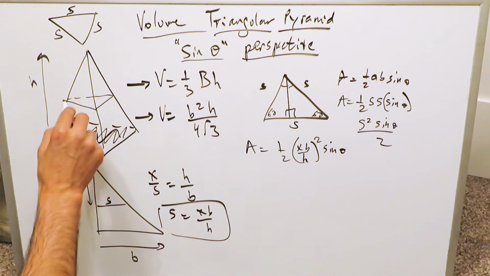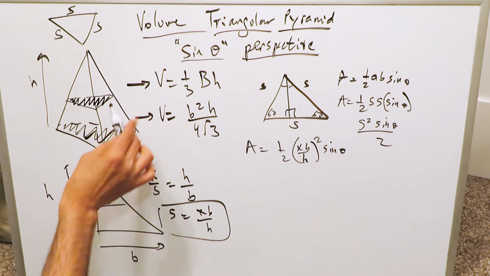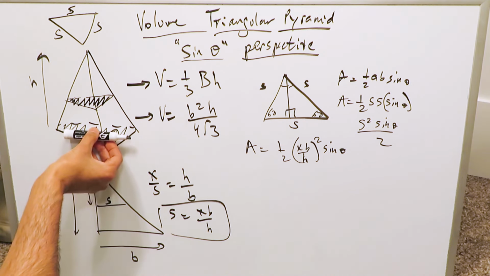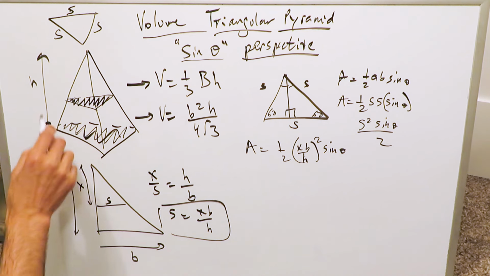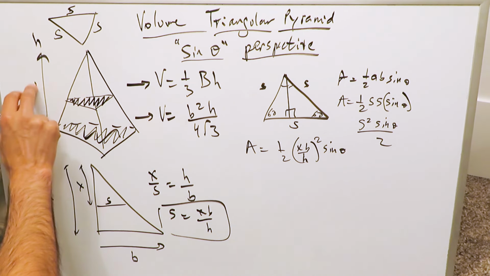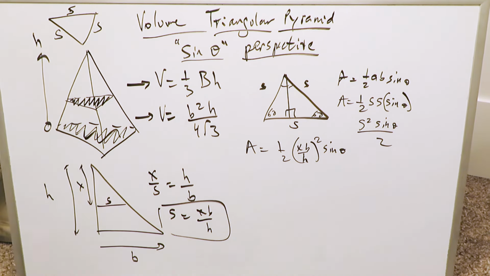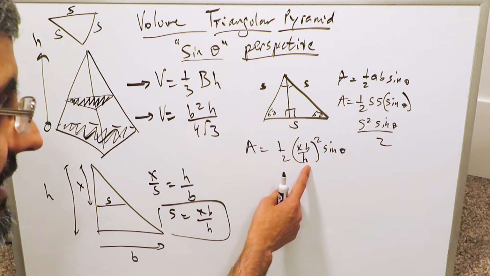You know what the basic premise here is. You're taking a cross-sectional slice, you're going to integrate the area of the cross-sectional slice from a lower limit 0 up to an upper limit h, and you'll get your volume. That's the basic premise, integrating an area across a limit. This right here is my area.